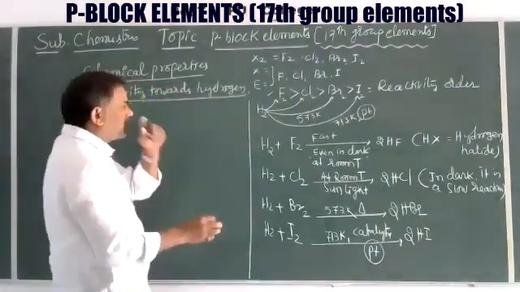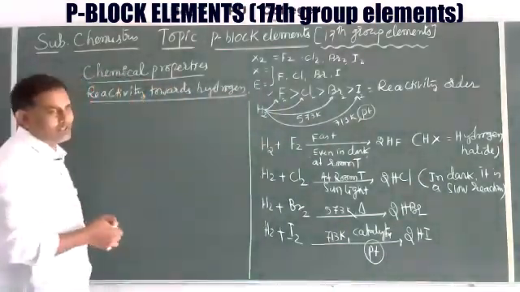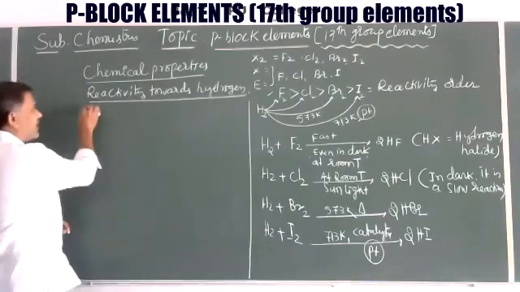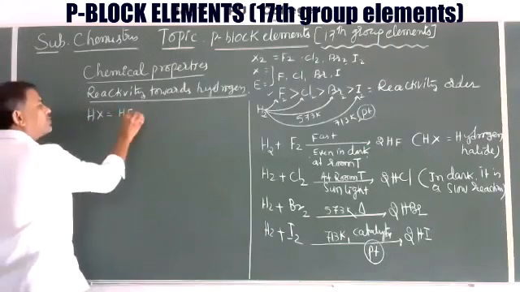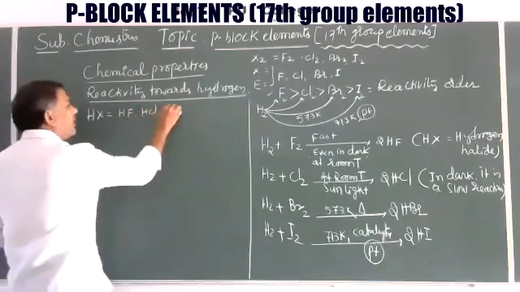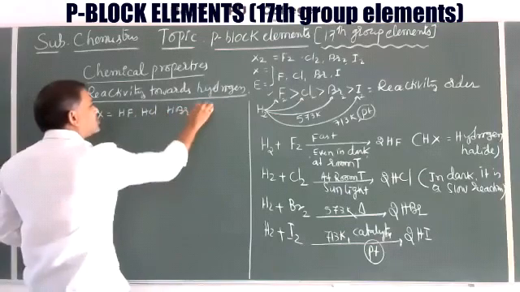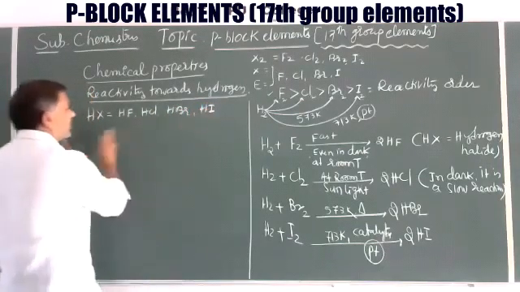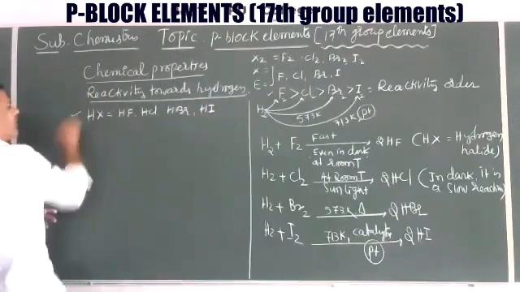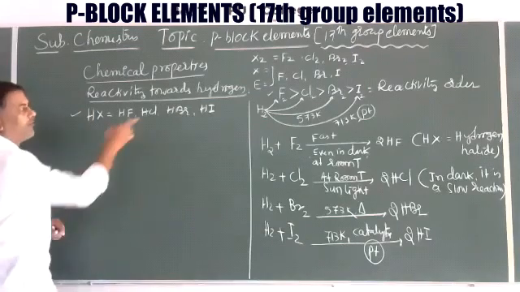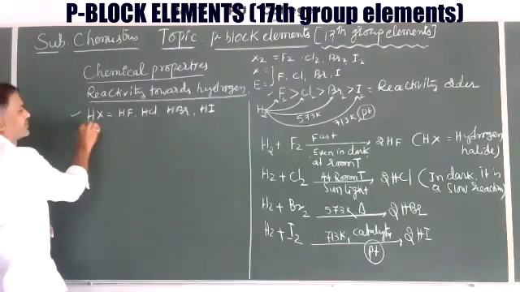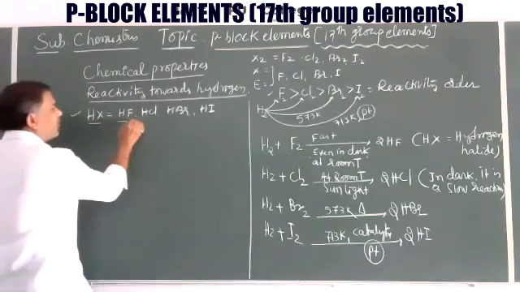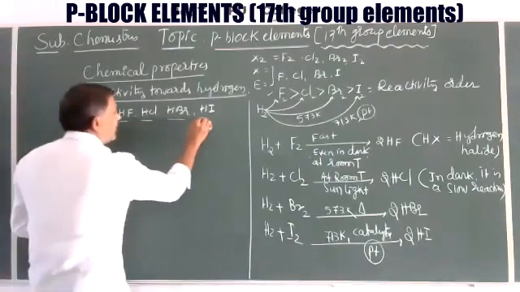So the preparation method, no need for objective questions, but they are important. On this basis, the hydrogen halides HCl, HBr, HI are prepared. These are the types of halides. Whenever halogens react with iodine, they give the corresponding iodine halides. They are iodine fluoride, iodine chloride, bromide, and iodide.